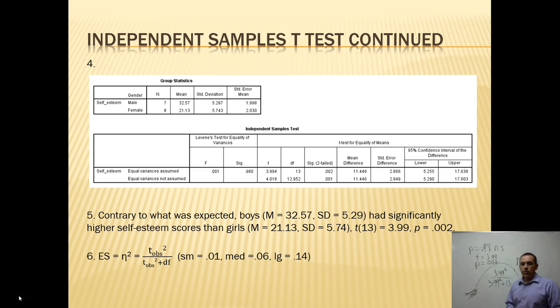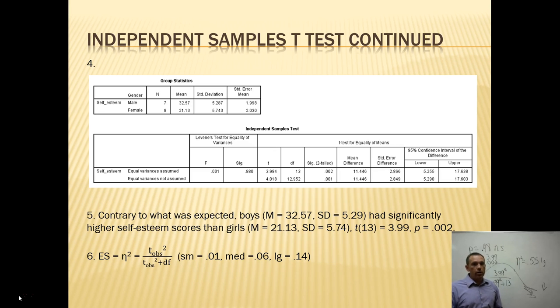I've provided you the basic conventions here of what we determine small, medium, and large effect size. Small is 0.01, medium is 0.06, and large is 0.14. Well, this is a lot larger than 0.14, so we would conclude that this is a large effect size. Okay, so eta squared is a large effect size.